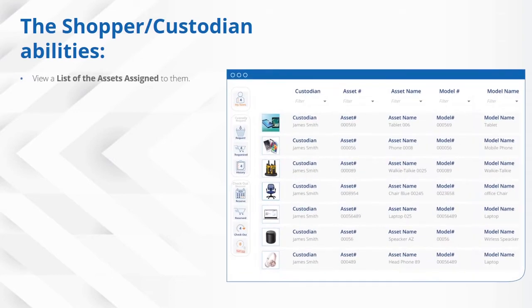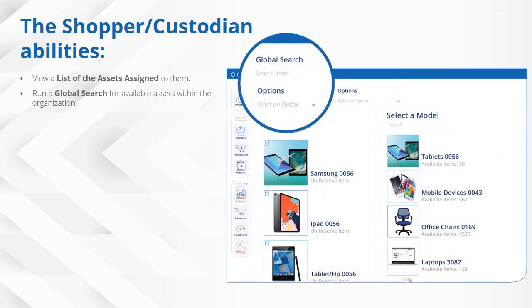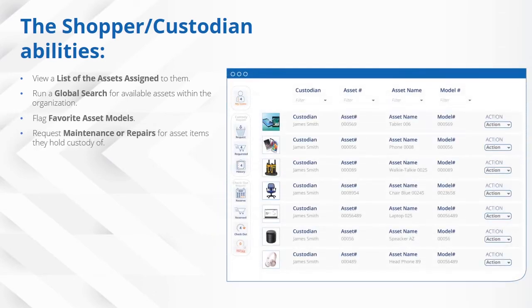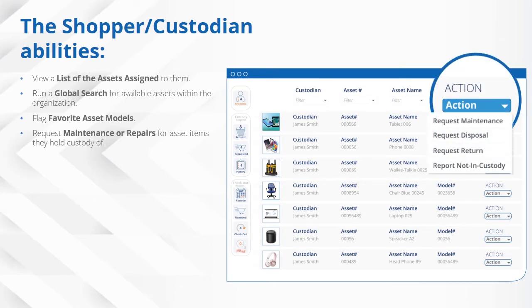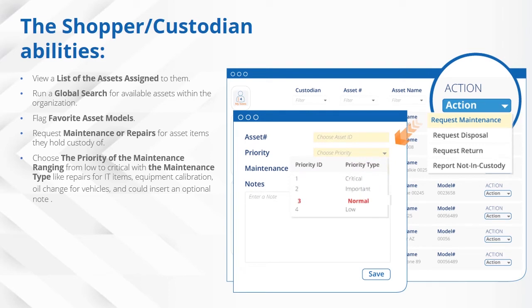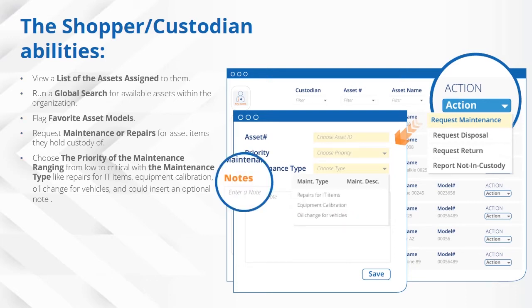Users can view a list of assets assigned to them, run a global search for available assets within the organization, flag favorite asset models, request maintenance or repairs for assets they hold custody of, choose the priority of the maintenance ranging from low to critical, choose the maintenance type like repairs for IT items, request calibrations, oil changes for vehicles, and could insert an optional note.